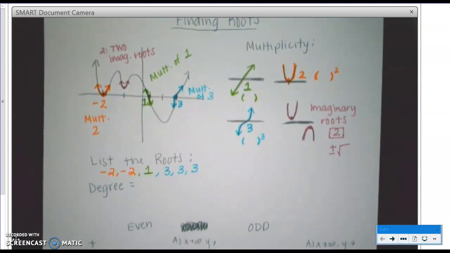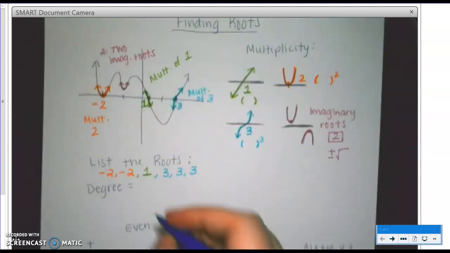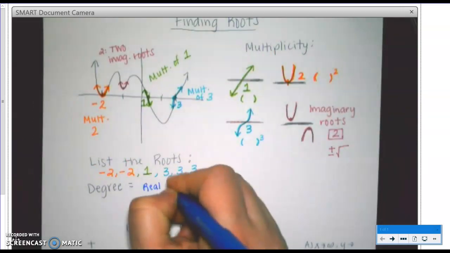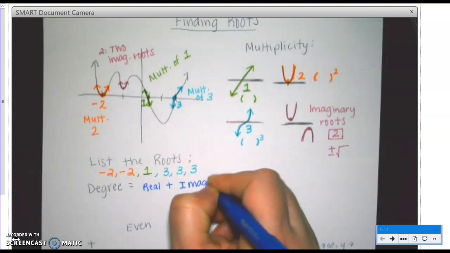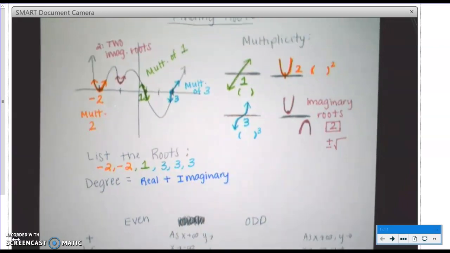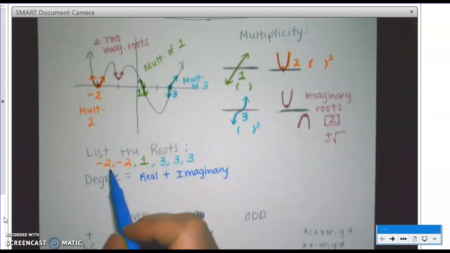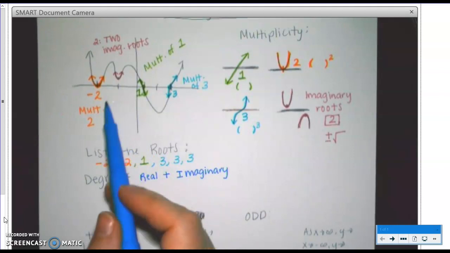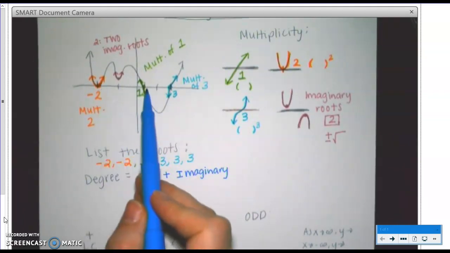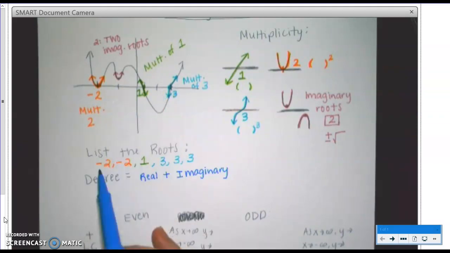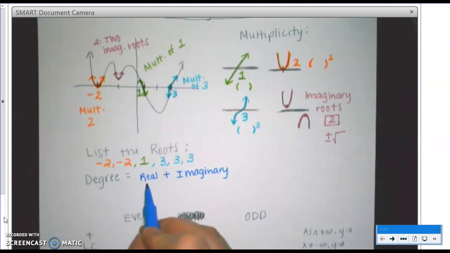So to find the degree, it is the sum of the real roots plus the imaginary roots. That's how you find the degree of a polynomial. You add up how many real roots it has and the imaginary roots. So for my real roots, we count the multiplicities. I have this root counts twice, once, 3 times. So that's 1, 2, 3, 4, 5, 6.